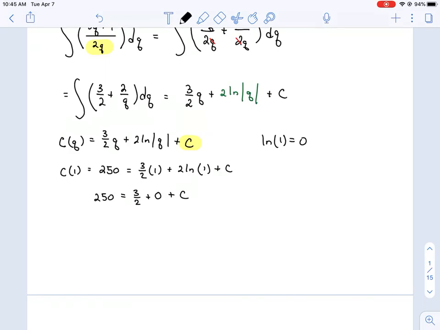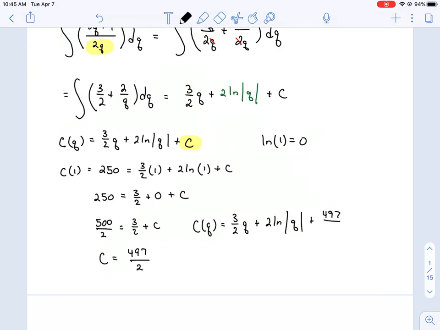250 can be rewritten as 500 divided by 2. And so C is 497 divided by 2. So the cost function is 3/2 Q plus 2 natural log of the absolute value of Q plus 497 divided by 2.